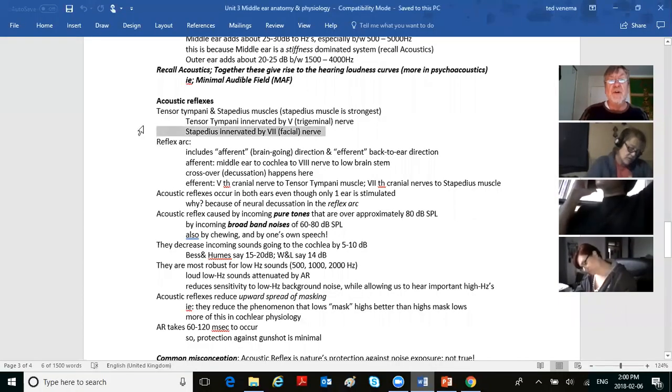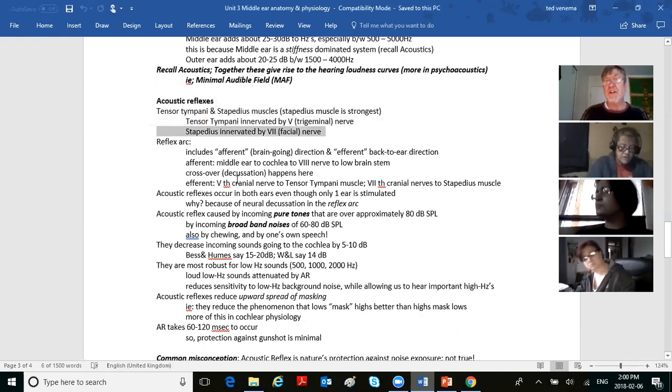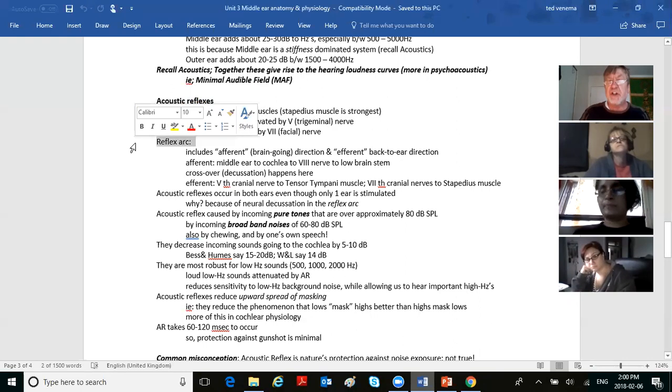So the 5th cranial nerve goes to the tensor tympani muscle. And the Stapedius muscle is innervated, or connected, to the 7th cranial nerve. In Roman numerals, V is 5, and VII is 7. So Stapedius is innervated by the 7th, the facial nerve. Tensor tympani is innervated by the 5th, what they call the trigeminal nerve. And here's your acoustic reflex arc.